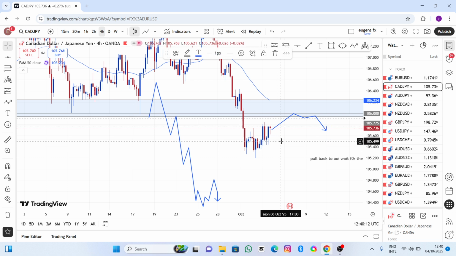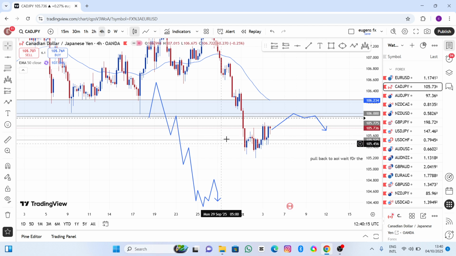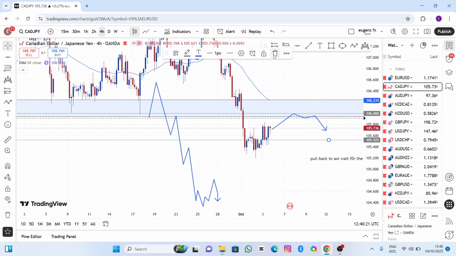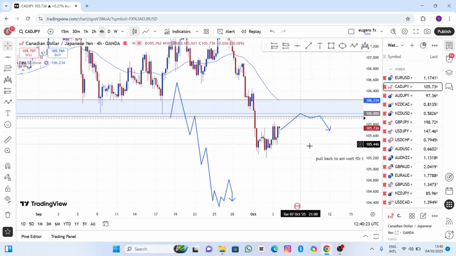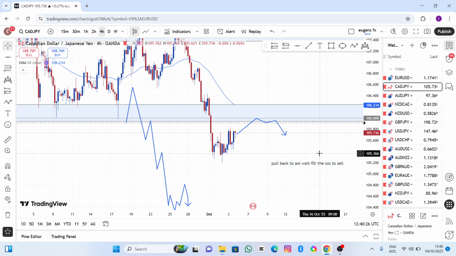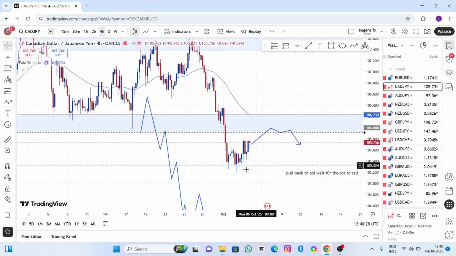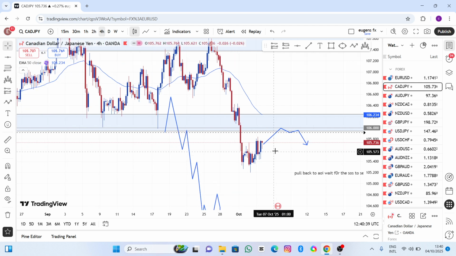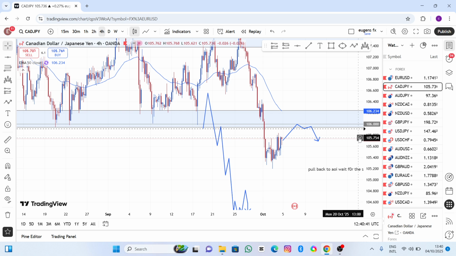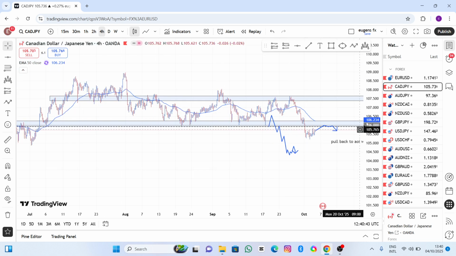So basically what I'm waiting for on the 4 hour for CAD JPY is a pull back into the structure, into my area of interest, as I wrote it down: pull back into area of interest and wait for a shift of structure to sell. So I wait for the market to pull back here so that we can reject from our round psychological level, 106,000. Also reject from the EMA and from the area of interest too. Then wait for a shift of structure to sell CAD JPY. So we're looking for sales on CAD JPY.